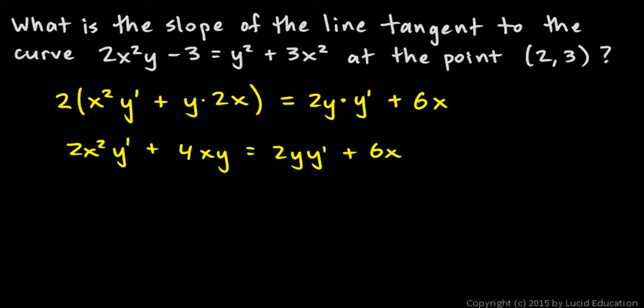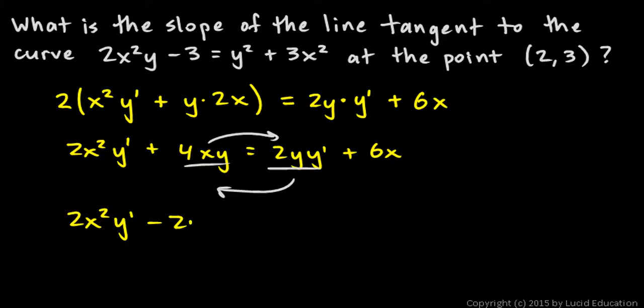Now I'm going to rearrange things. I'm going to collect all my y prime terms on one side. This 4xy here will go to the other side. And so I get 2x squared y prime minus 2y y prime equals 6x minus 4xy. Then I can factor out a y prime over here.